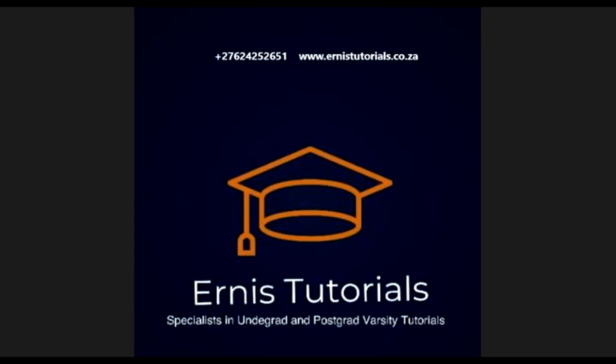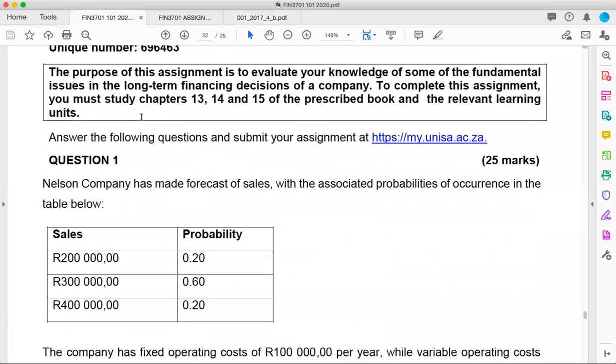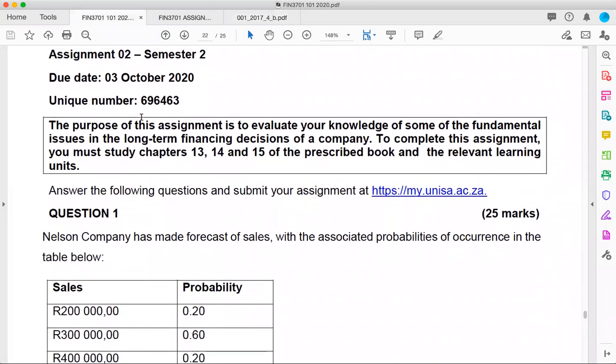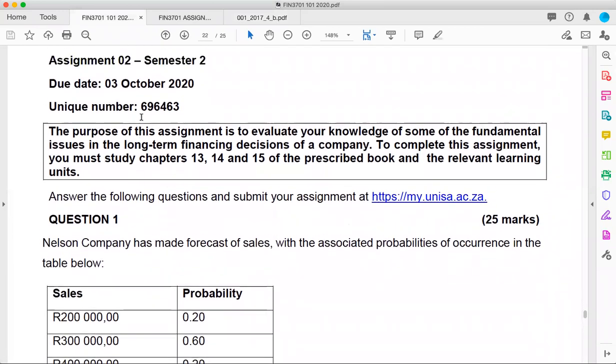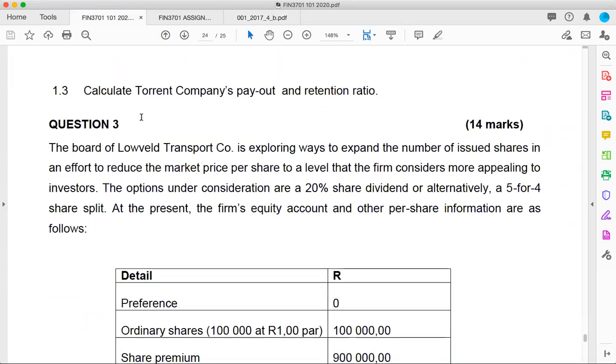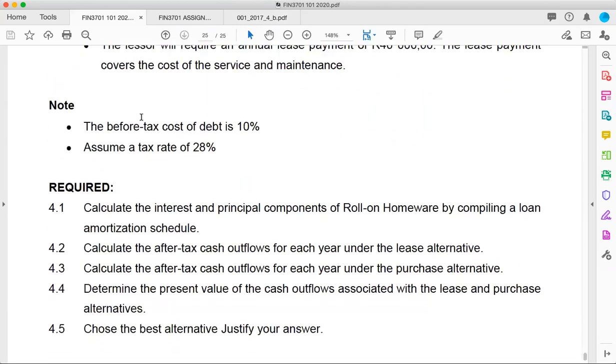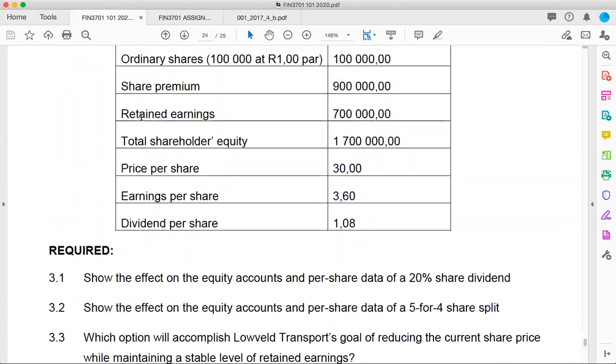This is part of the online classroom, and in this class, I'm going to be taking you through the second assignment for the module FIN3701. The second assignment, due on the 3rd of October, as you can see here, is broken down into 4 key questions.